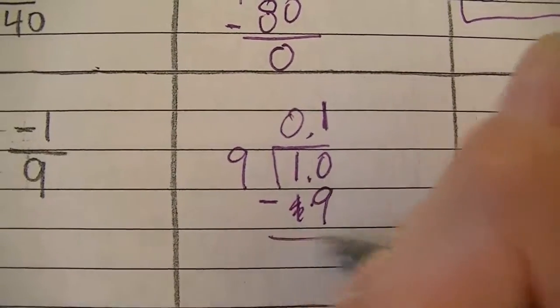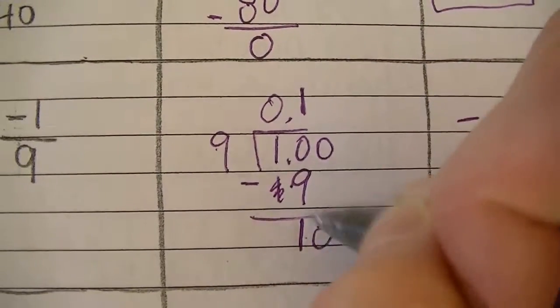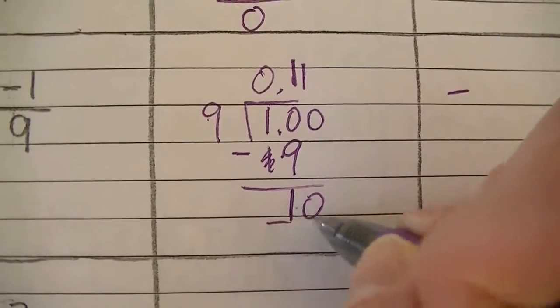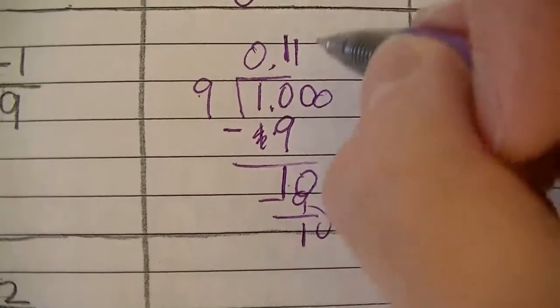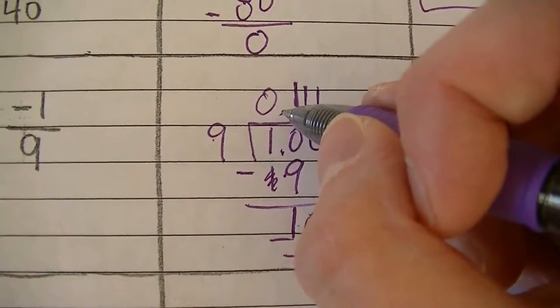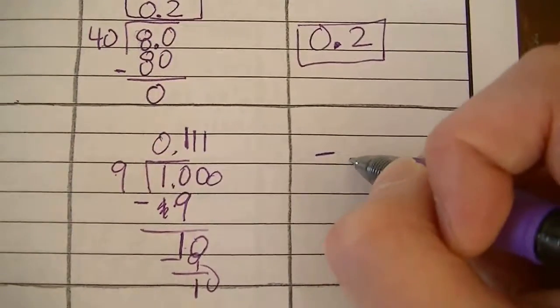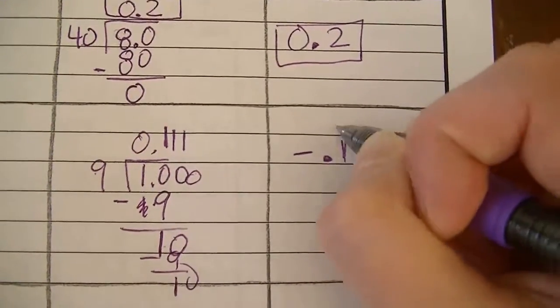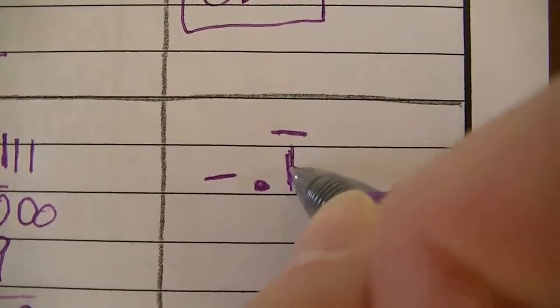That's going to be 1. 9 does not go into 1, but it goes into 10. Okay, so I've gone a couple of steps and I'm seeing a pattern here. It's going to be ones repeating, so my decimal is going to be negative 0.1 repeating. That little bar above it means the next numbers are going to be 1, 1, 1, 1, 1 forever.